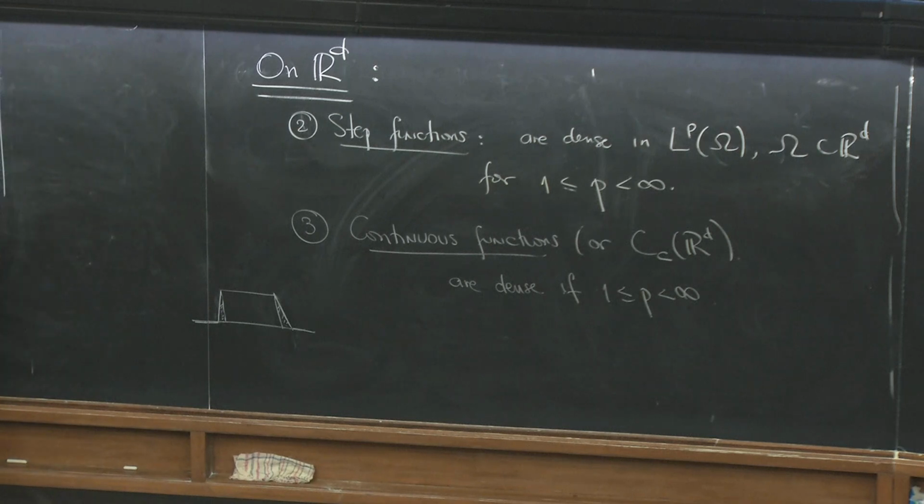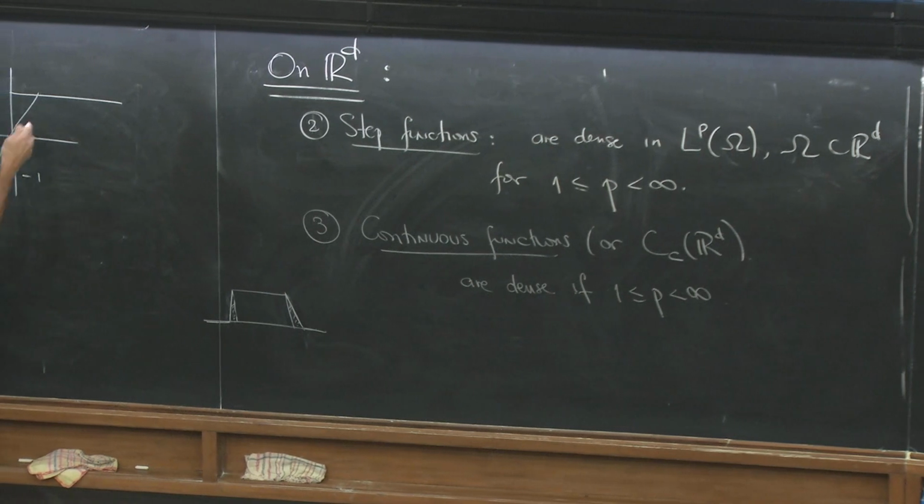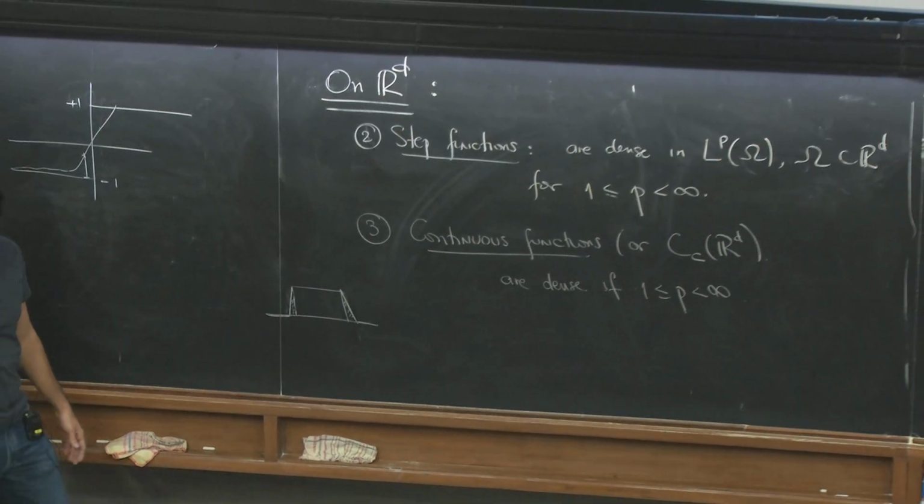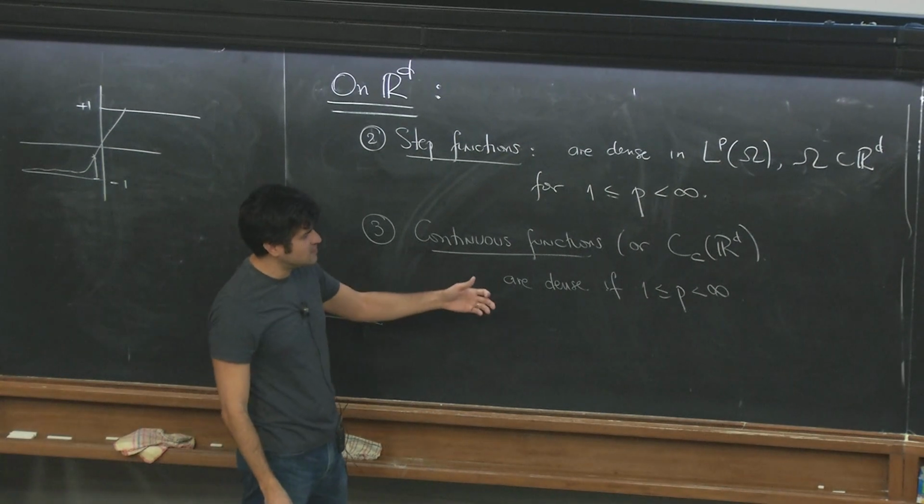So if you take a function on R which is like this, just 1 and minus 1, and has a jump, you can never approximate this function in the L infinity norm by a continuous function. Because your continuous function will have to make a jump, and then at a point here, it will be very far, or even at a point there. So this is not dense in L^p.